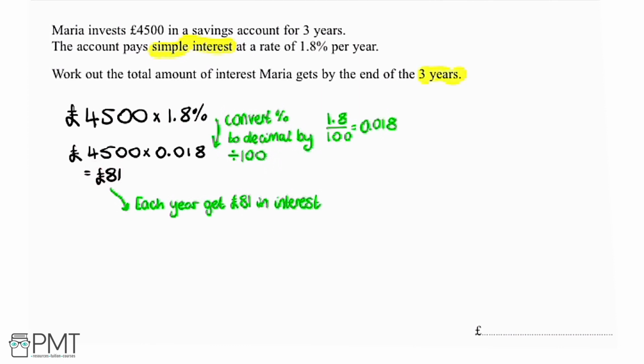And since we're looking at 3 years, we just need to multiply 81 by 3, giving us £243. So we get 1 mark for our working here and 1 mark for the final answer of 243.